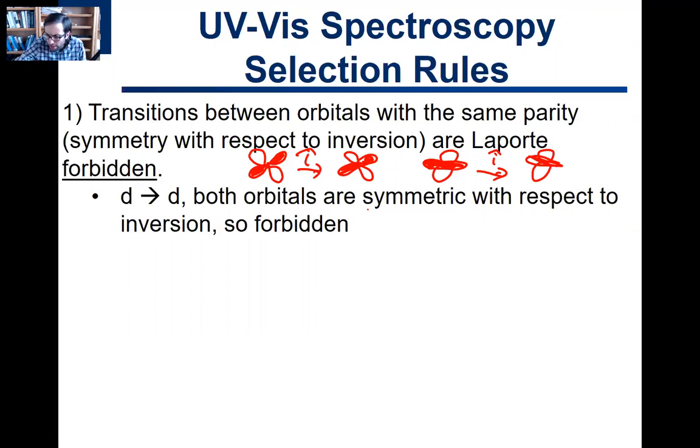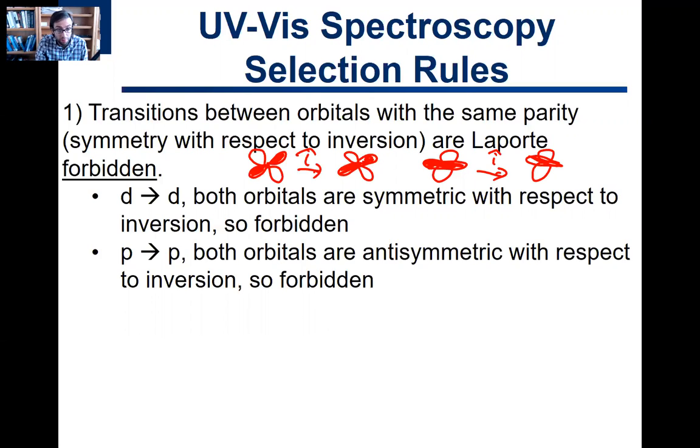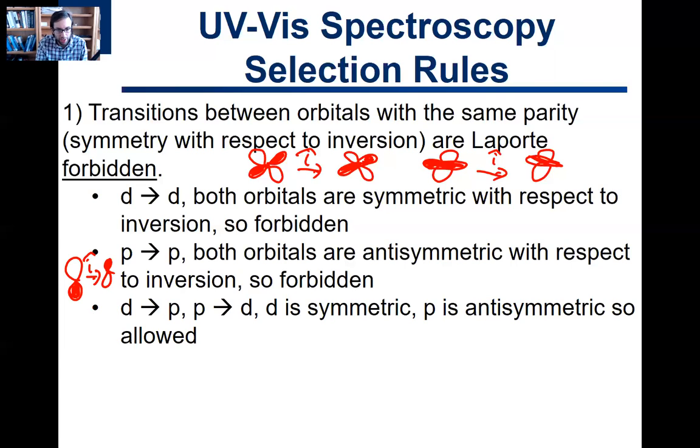We call that g, right? Gerade. And so because you're going from gerade to gerade, if you're exciting an electron from a d orbital to another d orbital, that is going to be forbidden, okay? p to p will also be forbidden. All p orbitals, doesn't matter the orientation, right? We know what a p orbital looks like. If we do inversion on that, that is going to take dark to white and white to dark. And so all p orbitals are antisymmetric with respect to inversion. So you went from u to u, and so those are going to be forbidden. But if you go from d to p or p to d, then you went from g to u or u to g, and that is allowed.